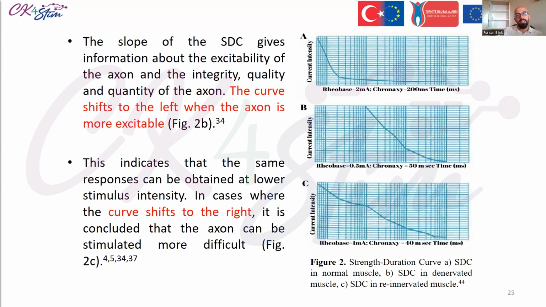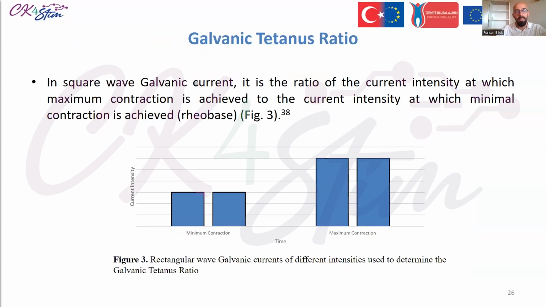The slope of the SDC gives information about excitability of axons and the integrity, quality, and quantity of the axon. The curve shifts to the left when the axon is more excitable. This indicates that the same response can be obtained at lower stimulus intensity. In case the curve shifts to the right, it is concluded that the axon can be stimulated only with more difficulty.